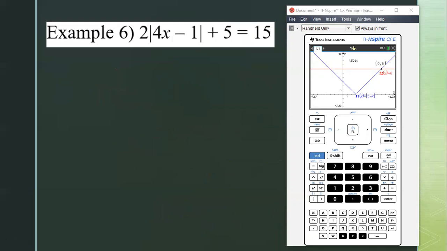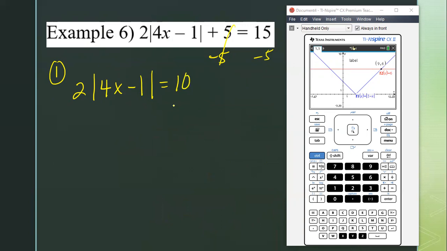In order to get to the calculator, we have to get the absolute value by itself. So step 1, what is the first thing I need to do here to get the absolute value by itself? Subtract 5, good job. And what I do to one side, I do to the other. So I subtract 5, and I'm left with 2 absolute value of 4x minus 1 equals, and 15 minus 5 is what? 15 minus 5 is 10.